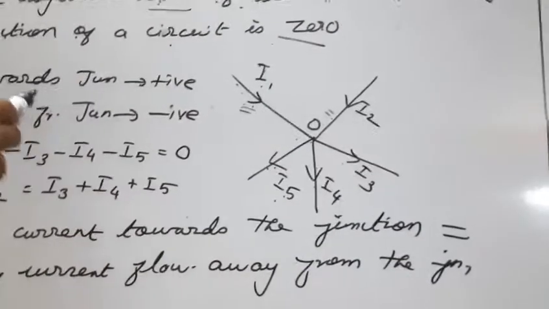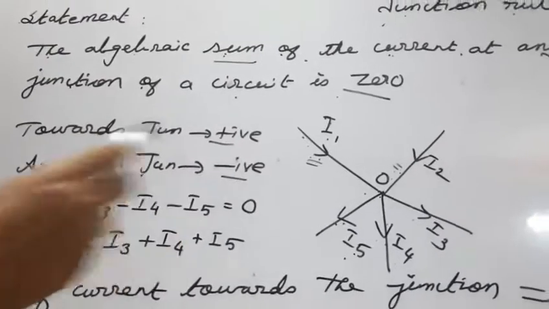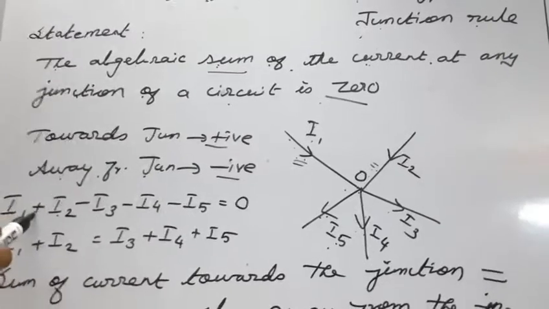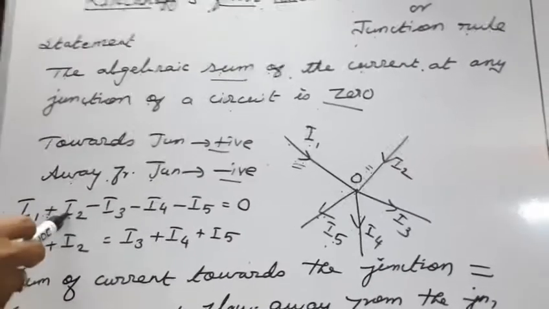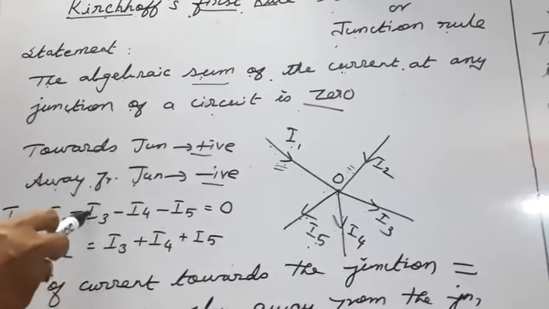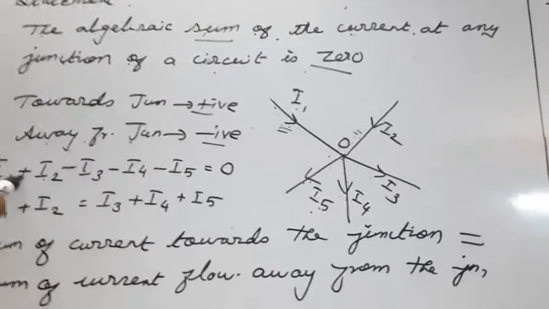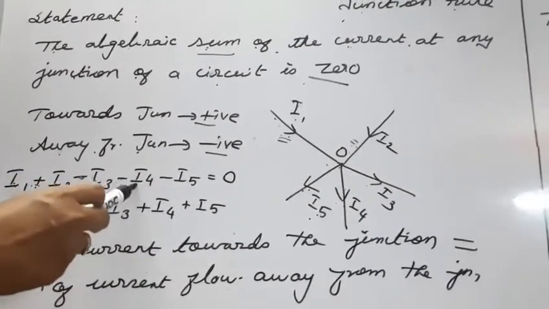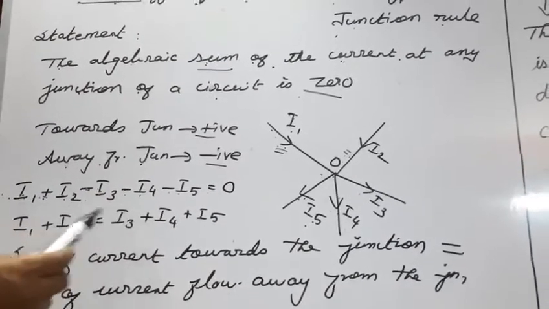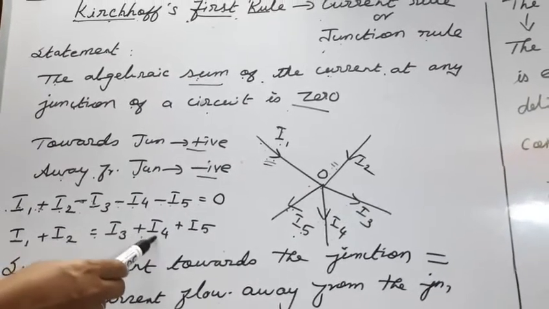So the current towards the junction is positive. The current away from the junction is negative. Now the algebraic sum means I1 plus I2, because I1 plus I2 are currents towards the junction. And the next terms we have to write in negative form because the current is away from the junction, so we put a minus sign. Therefore I1 plus I2 minus I3 minus I4 minus I5 equals 0. Positive and negative we keep on one side each. Therefore I1 plus I2 equals I3 plus I4 plus I5.